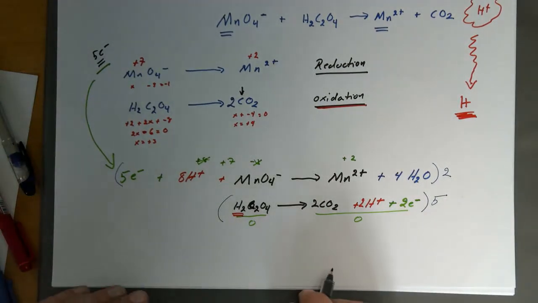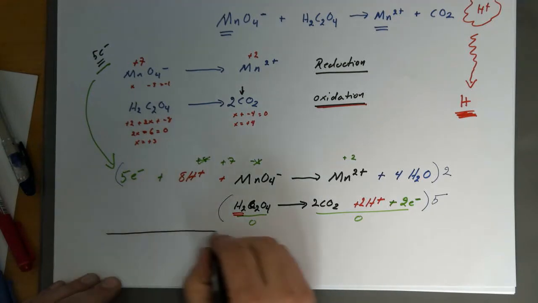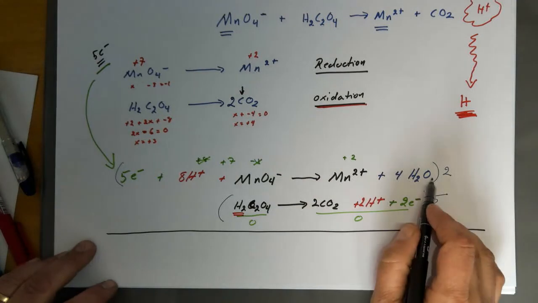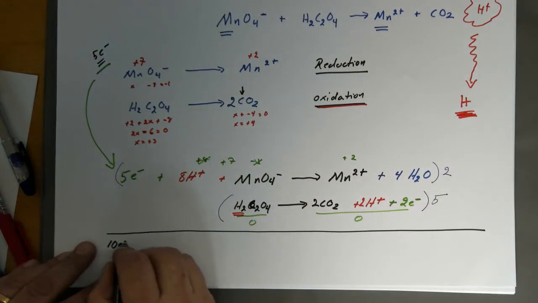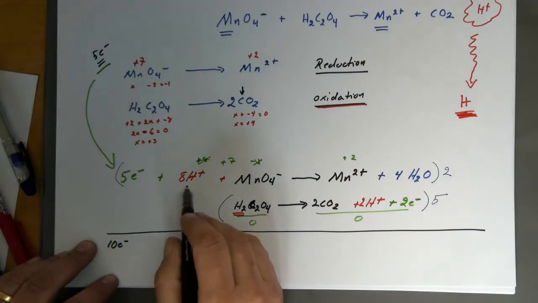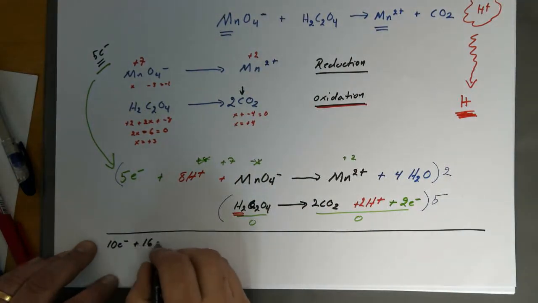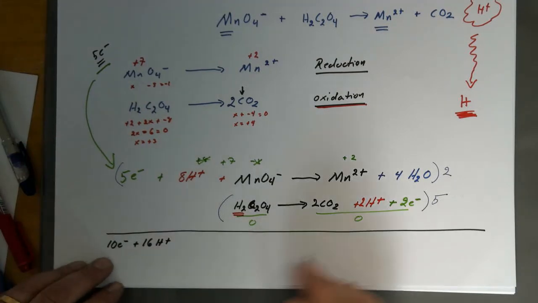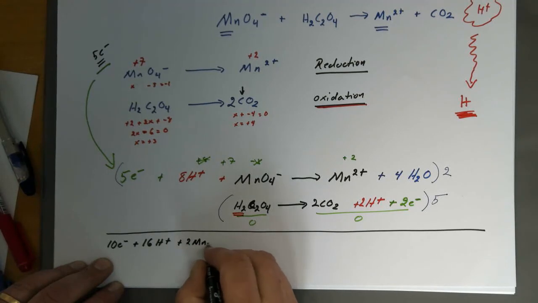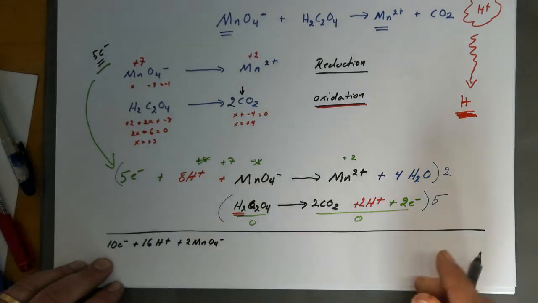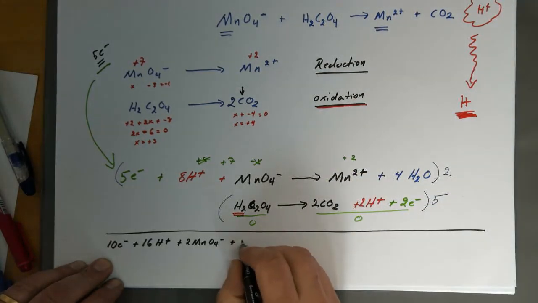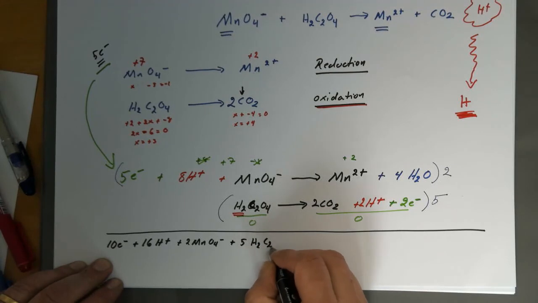I'm going to write the whole thing out. So we take these two and now we add them together and multiply through. So 2 times 5 electrons is 10 electrons. 2 times 8 hydrogens becomes 16H+. 2 times MnO4- equals 2 MnO4-. And then we're done with that side for the first reaction. Then we have plus 5 H2C2O4.